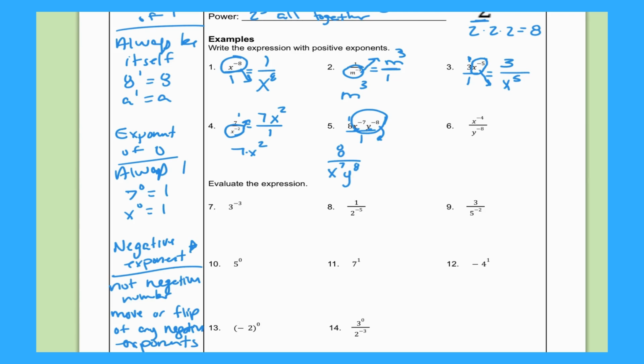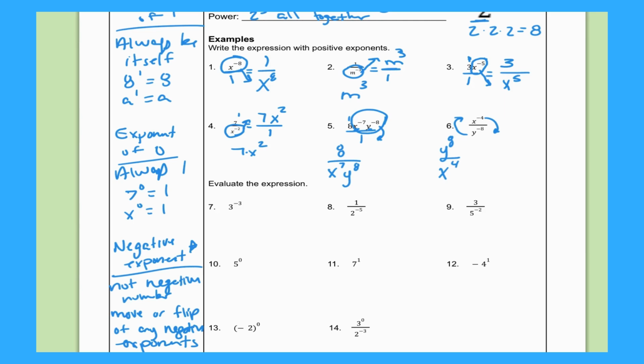Number 6, they both have negative exponents, so they both need to move. So the x needs to go down, but then the y needs to go up. So the y ends up being on the top as a positive to the positive 8, and the x ends up being on the bottom to the positive 4. Because remember, the whole point of moving these or flipping them and taking the reciprocal is because that makes the exponent the opposite. And we never want to have a negative exponent. It's not simplified if we have a negative exponent.